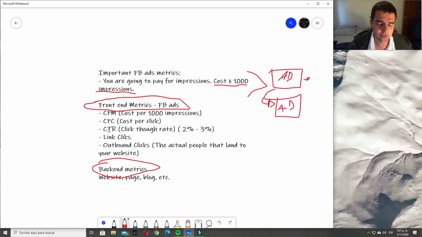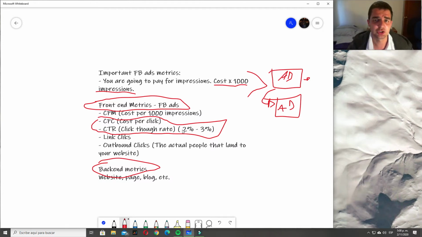And this is strictly related to this other metric, which is CTR, click-through rate. It's the percentage of people that are seeing the ad and that are clicking on it. If you have a CTR of 2 or 3%, that's good. If you have it at 5%, that's excellent. You are doing really good. If you have it below 2%, you can improve.